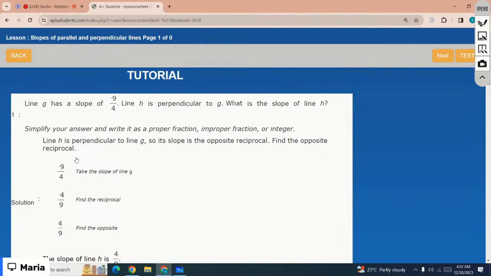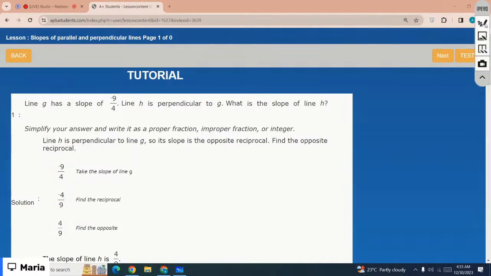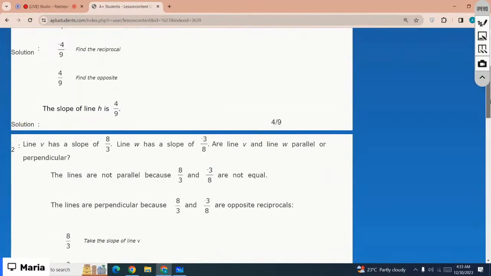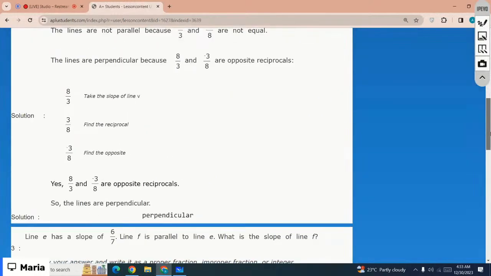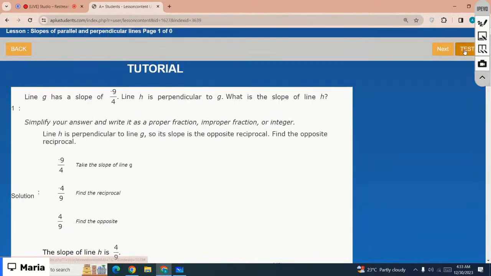Whenever you have to calculate the slope of a perpendicular line, you have to take the opposite reciprocal. For example, the slope of this line is negative 9 over 4. First, you have to take the reciprocal. Reciprocal means swapping numerator and denominator, and that is negative 4 over 9. And negative reciprocal means you multiply with the negative sign, so that would be 4 over 9. That is the slope for the perpendicular line. And for parallel lines, the slope is exactly the same. The parallel lines have the same slope.